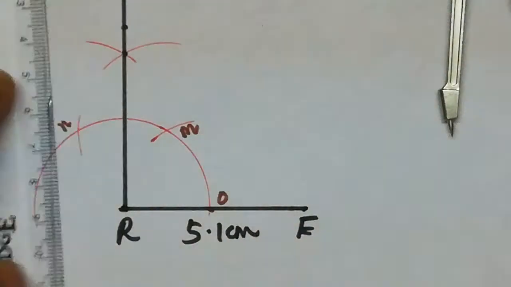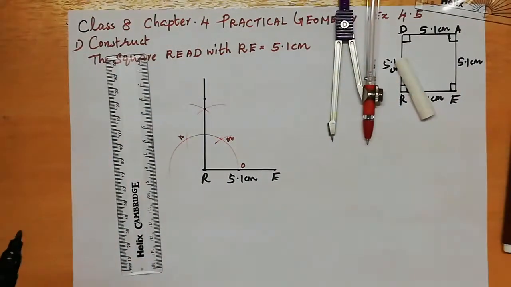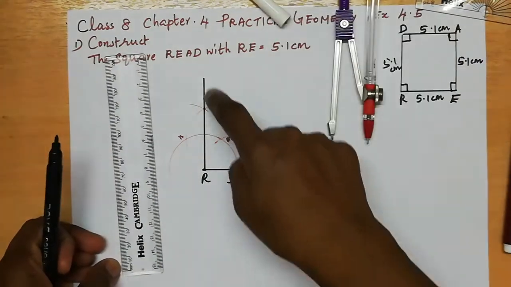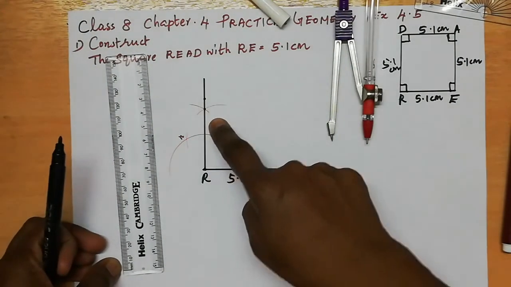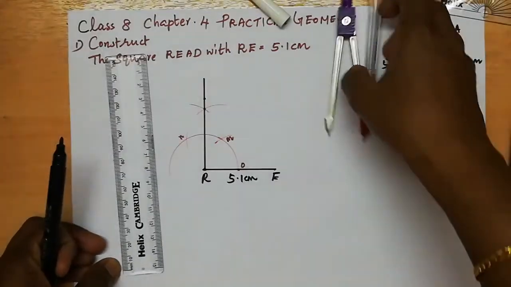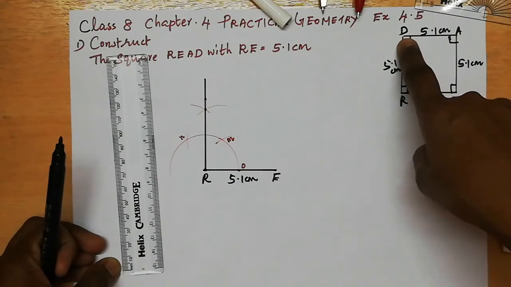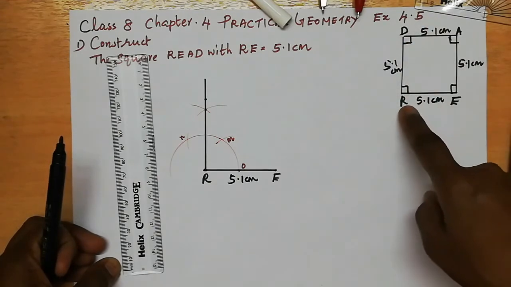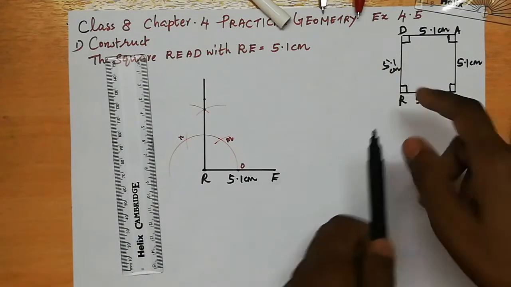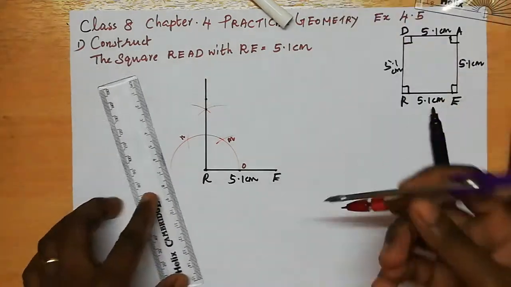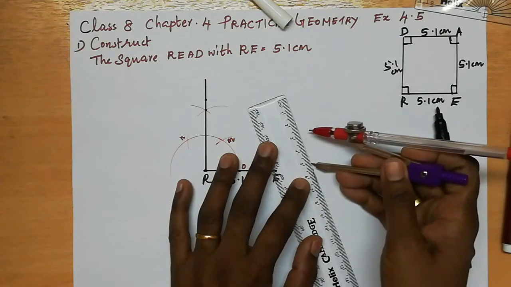Now join. Now look at the rough figure. What they are telling: at this point R, we find a 90 degree angle. In this line, somewhere else is D. But how much distance from R is D? That is 5.1 centimeter. So we will take 5.1 centimeter in the compass radius.